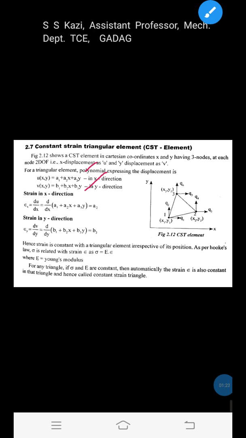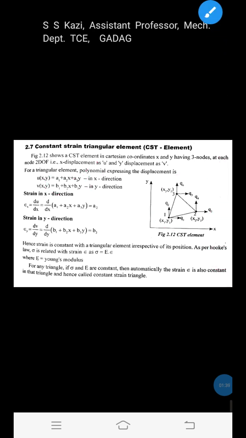Here a1, a2, a3 are the generalized coordinates in x direction, which are coefficients in the polynomial and correspond to the 3 degrees of freedom in x direction, and 3 degrees of freedom in y direction, totally 6 degrees of freedom. b1, b2, b3 are the generalized coordinates in y direction.